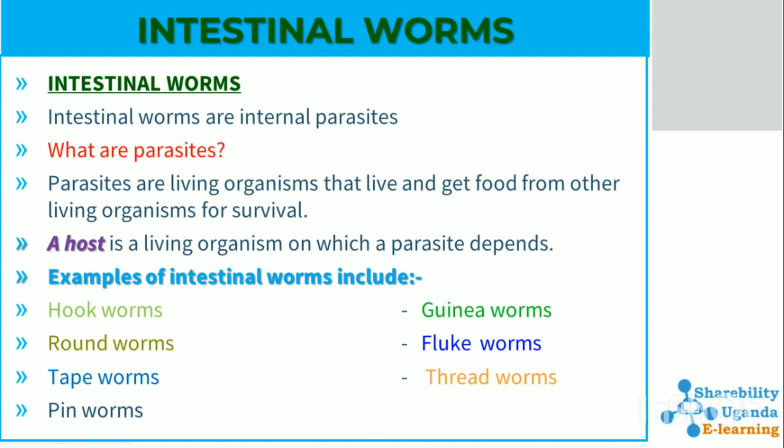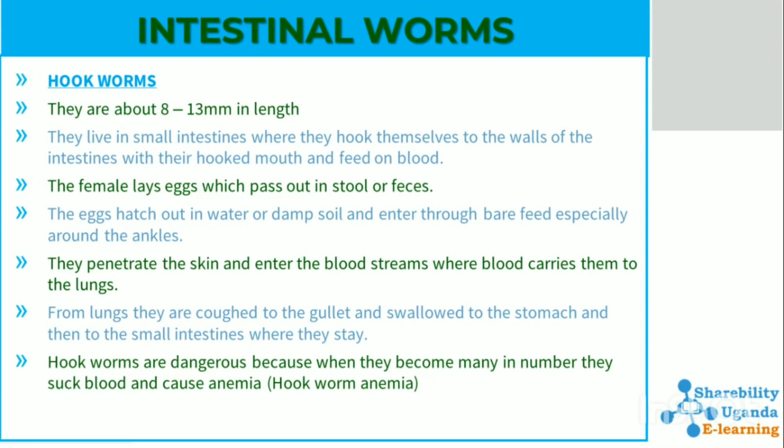It hosts the parasite. Examples of intestinal worms include hookworms, flukeworms, threadworms, roundworms, tapeworms, pinworms, and so on. Let us look at hookworms. In physical appearance, hookworms are about 8 to 13 millimeters long.